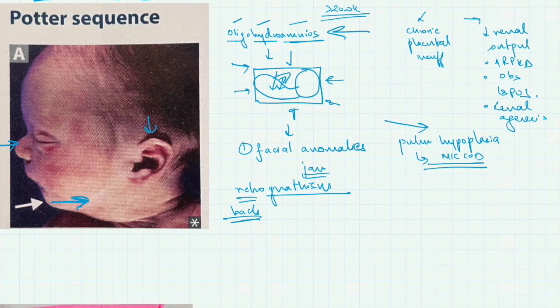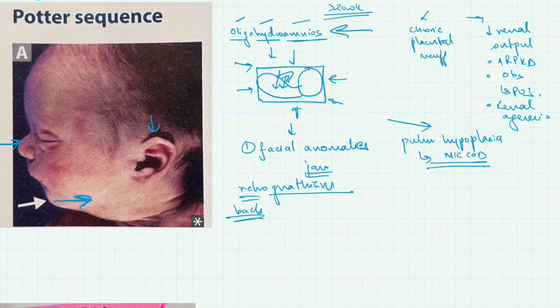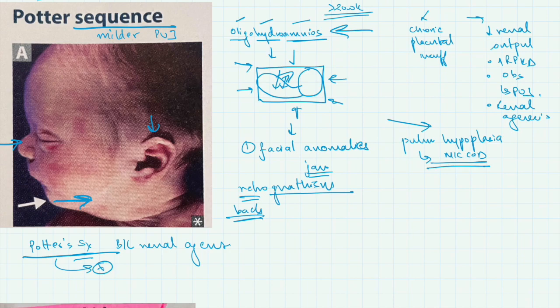So remember the difference between Potter's sequence and Potter's syndrome. Potter's sequence is a milder kidney pathology like a pelvic-ureteric obstruction that is leading to pulmonary hypoplasia, while Potter's syndrome would be a severe renal condition like bilateral renal agenesis, and Potter's syndrome is not compatible with life, while the Potter sequence babies might survive.